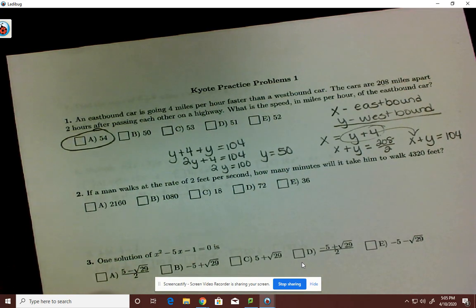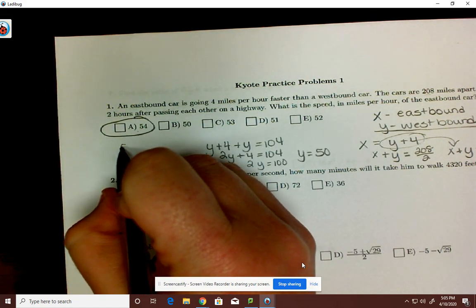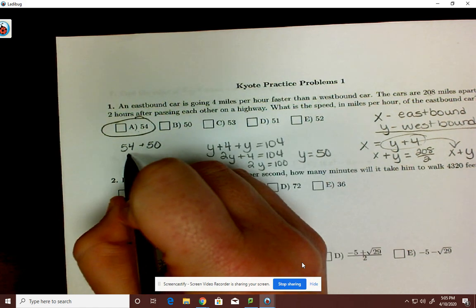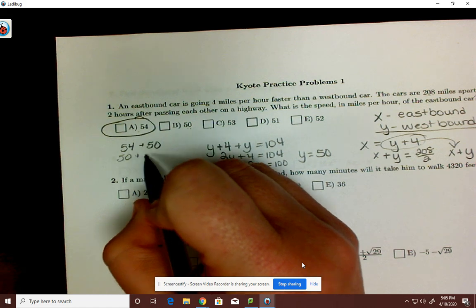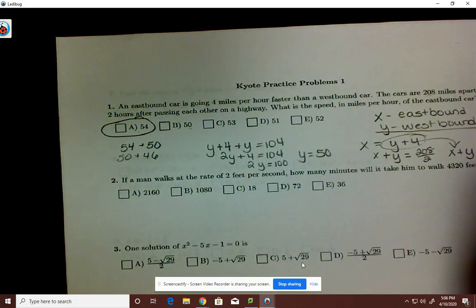You could also guess and check here. So if the eastbound car is 54, then the other one is 50, or if you did like 50 and 4 less than that would be, because this one's 4 miles per hour faster, 46, and see which one gives you the 104 when you put that together.